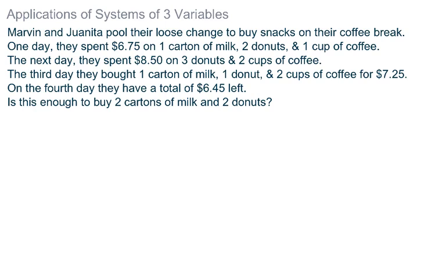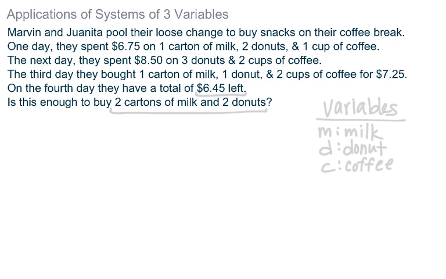So what is the question here? Well, we want to know if we have enough to buy two cartons of milk and two donuts. We have $6.45 left. What we don't know is the price of a carton of milk, the price of a donut, as well as the price of a cup of coffee. So those are my three unknowns. I do not know M, milk, D, donuts, or C, coffee. And since I have three variables, that must mean I need to create three equations.